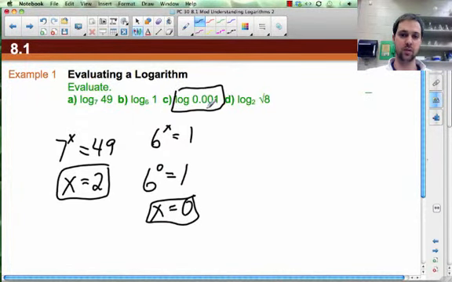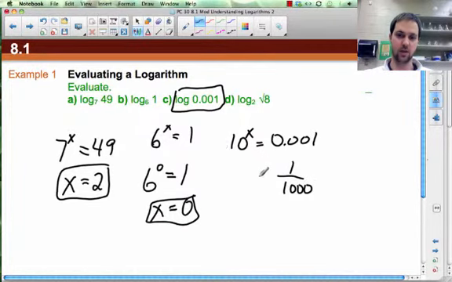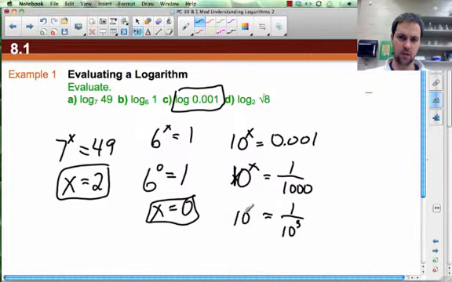Log of 0.001. Now, this doesn't show a base, so we must assume that it's base 10. So 10 to what power will give you 0.001? Now, 0.001 can be written as 1 divided by 1,000. So 10 to what power will give you 1 divided by 1,000? And 1,000 can be written as 10 to the 3. So 10 to the x is the same as 1 over 10 to the 3.